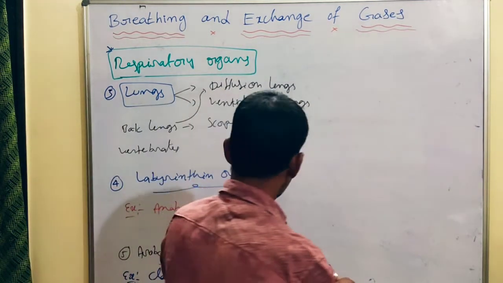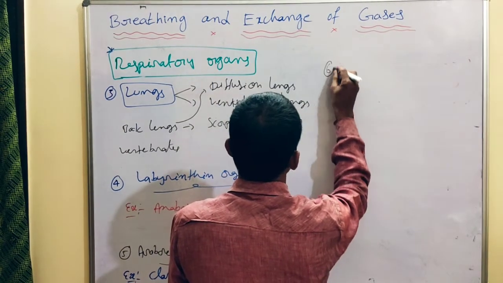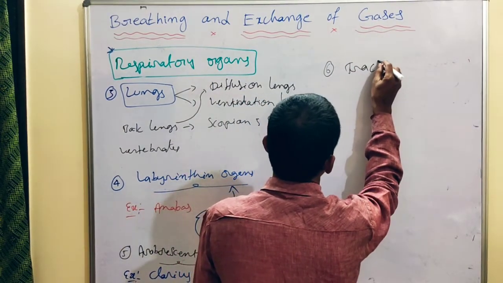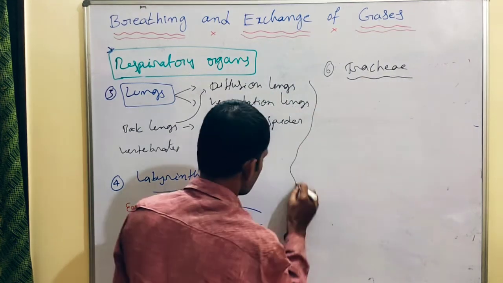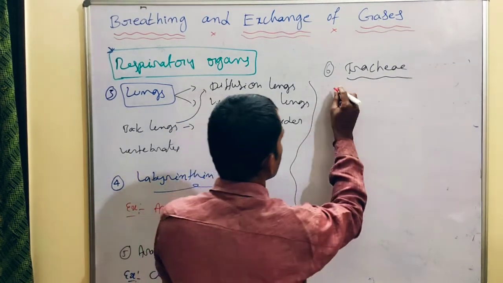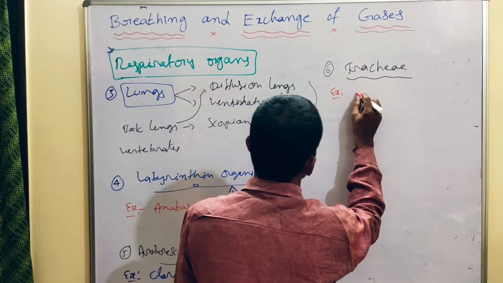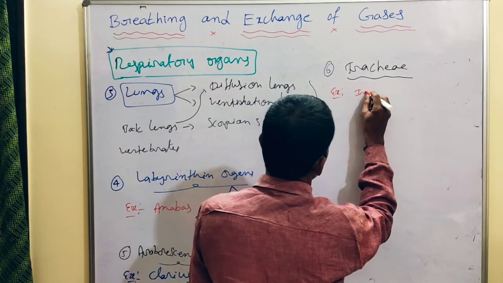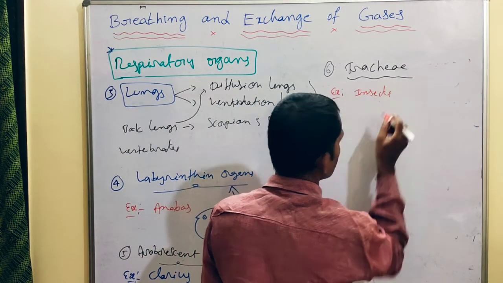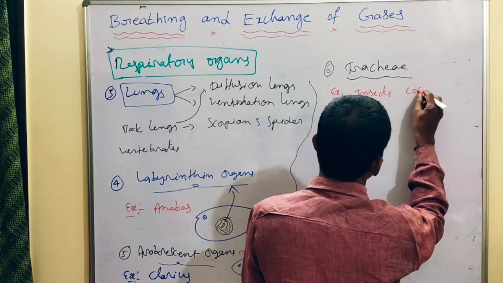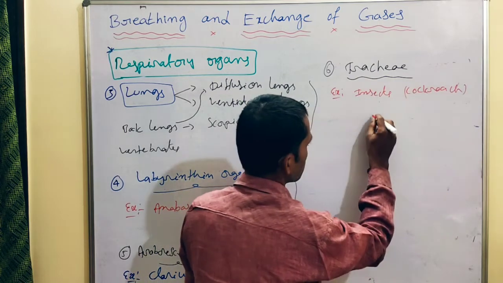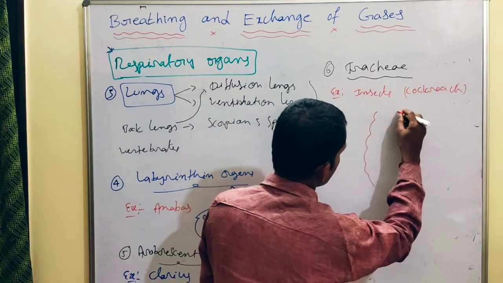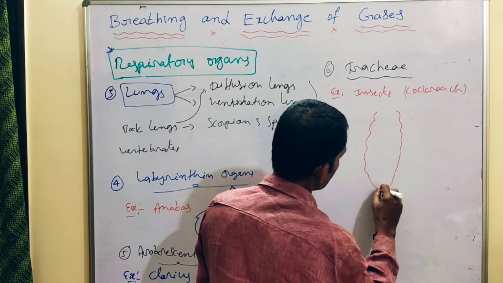Next, come to the sixth type of respiratory organ, that is trachea. Example: insects, specifically cockroach. So this is the body of a cockroach.